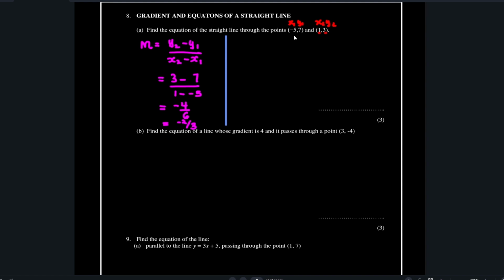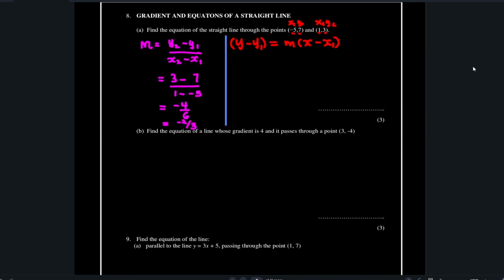Once you have the gradient, the next step is to write the expression that enables you to find the equation of a straight line. For this, you need to use the expression y minus y1 equals m into x minus x1, where you can use either of the two coordinates given, and m is the gradient. So our y1 is what? It is 7, and x1 is -5, and our gradient is -2 over 3.